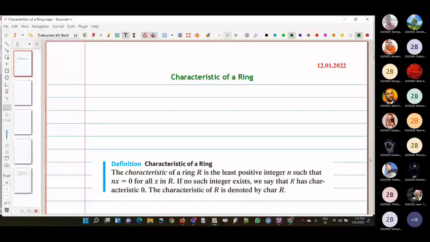Welcome back once again. Today there is another concept we are going to discuss, that is a characteristic of a ring.